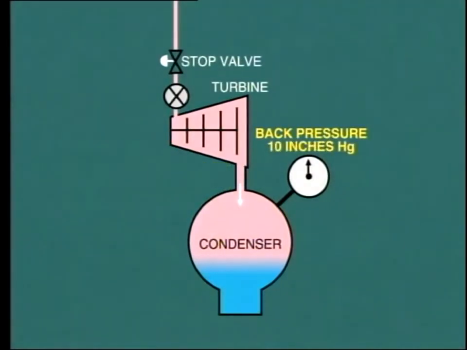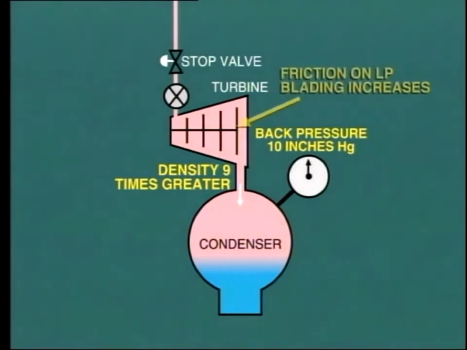With a back pressure of 10 inches, the density would be about 9 times greater than the density at 1 inch back pressure. This increase in density greatly increases the friction on the LP blading, which is still turning at 3,600 RPM. The result leads to overheating and possible damage to the low-pressure blading.